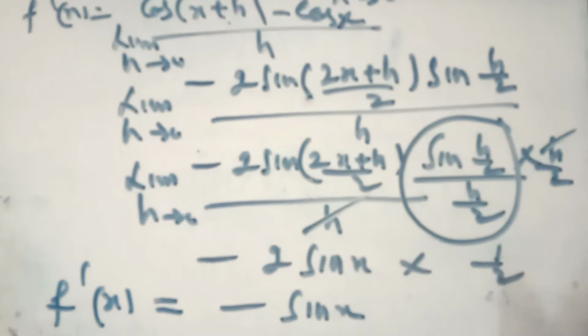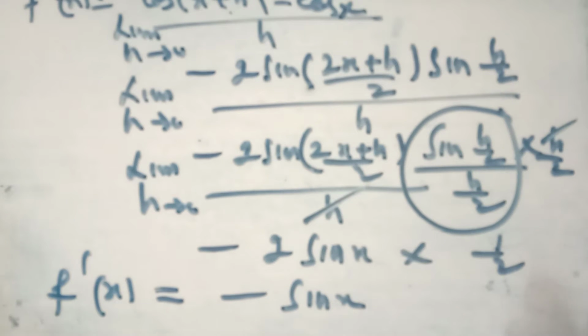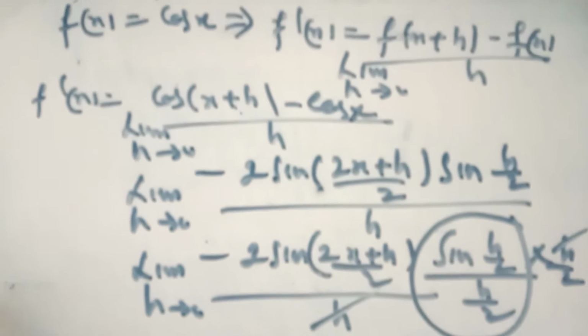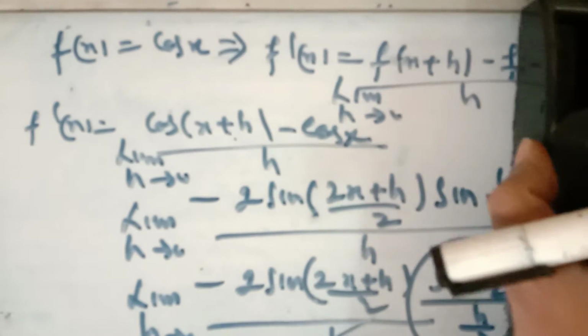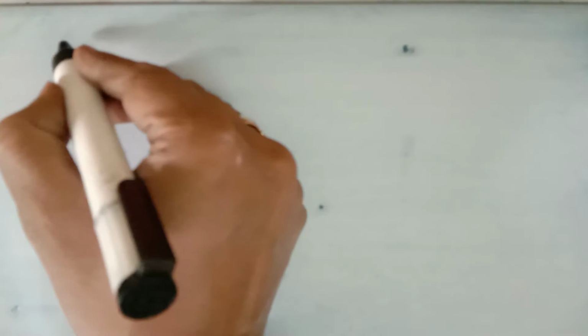These you have to learn. The derivative of sin x is cos x, and the derivative of cos x is minus sin x. So the derivative of cos x is equal to minus sin x. After that, we have the derivative of tan x.